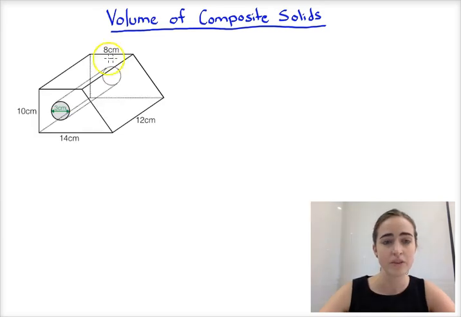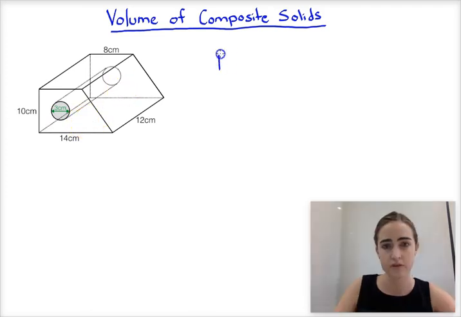So here we've got this prism that's a trapezium on the front, and it's got this cylinder cut out from in the middle. So one way that we can find the volume of this shape is to find the volume of that prism as if it didn't have a hole in it, and then we'll find the volume of the cylinder and then subtract.